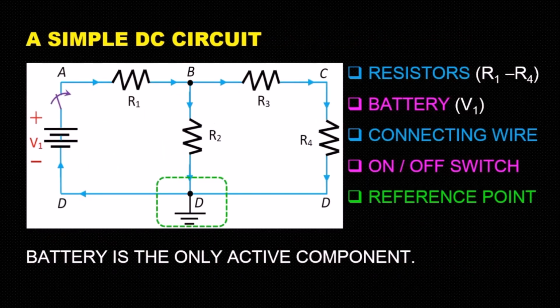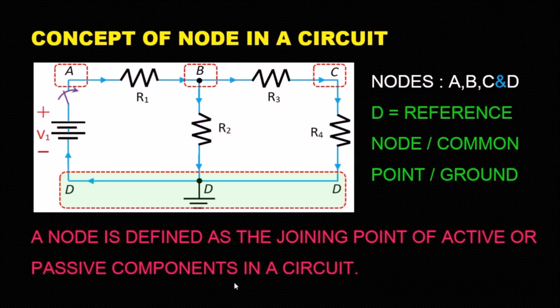Now let us see a simple DC circuit. In this circuit, there are 4 resistors, 1 battery, some connecting wires, an on-off control switch, and a reference point. Now let us see the concept of node in a circuit. A node is defined as the joining point of active or passive components in a circuit. In this figure, A, B, C, and D are known as nodes of the circuit.